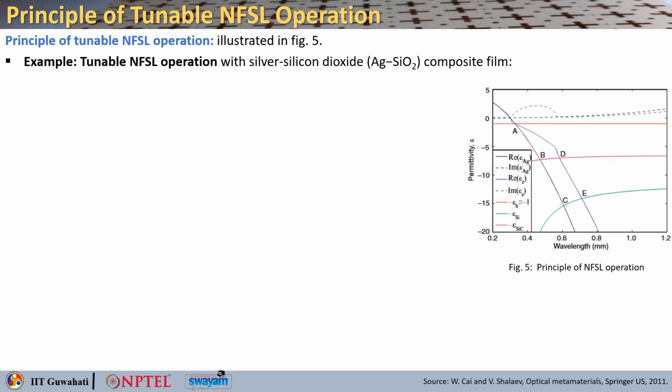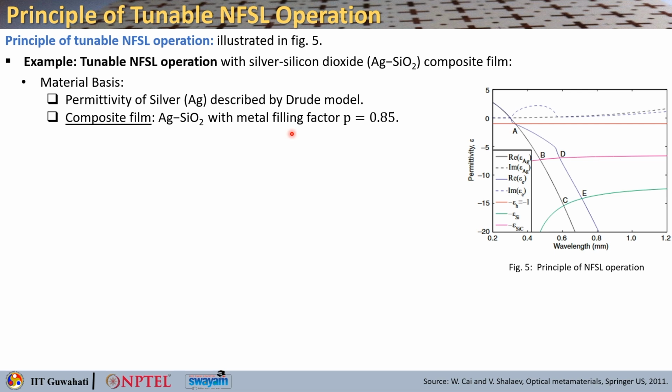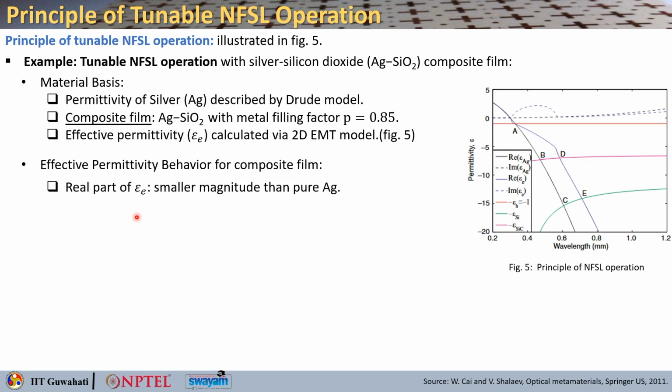This principle is also shown here. Consider a silver silicon dioxide composite film. You can describe this using a Drude model, and if you consider the composite film with a metal filling fraction of P equals 0.85, you can compute the effective permittivity, which is shown here. This tells about the effective permittivity behavior of the composite film.